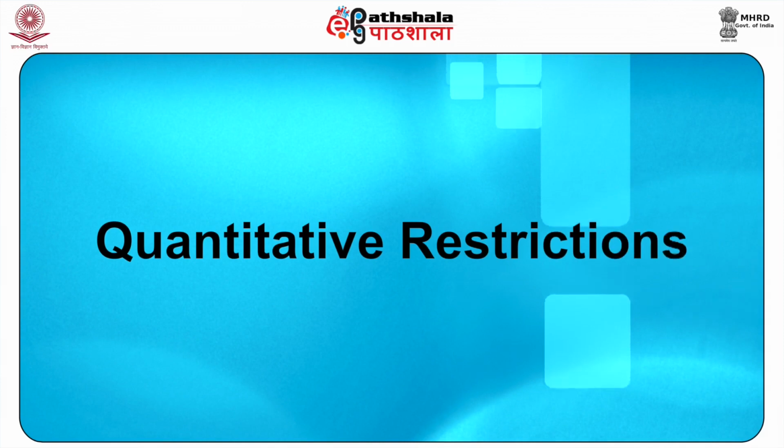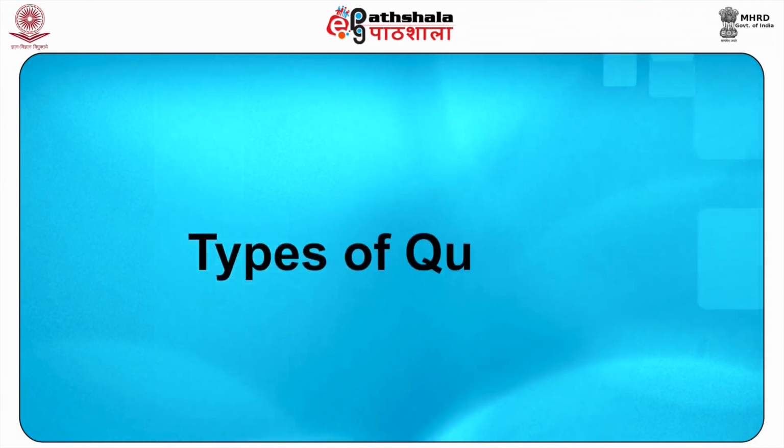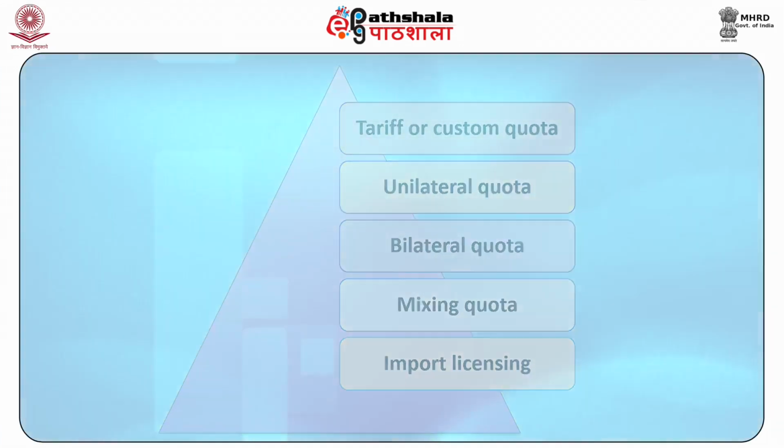B. Quantitative restrictions or quotas. Under this system, the government fixes the maximum quantity of a particular commodity that can be imported in a particular period of time. This leads to improvement in the BOP situation by limiting imports. Types of quotas: tariff or custom quota, unilateral quota, bilateral quota, mixing quota and import licensing.